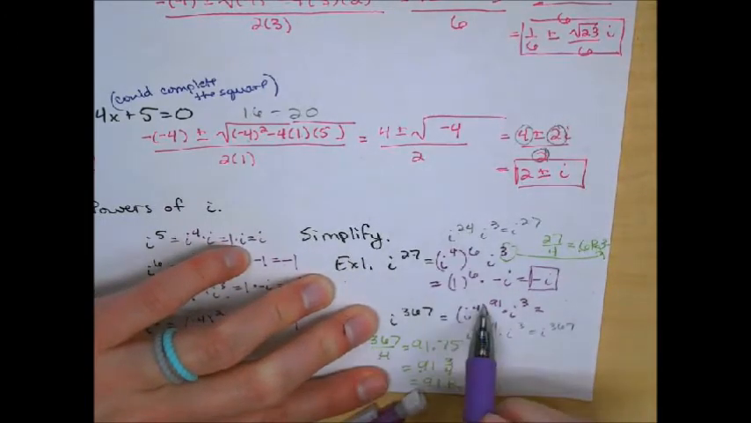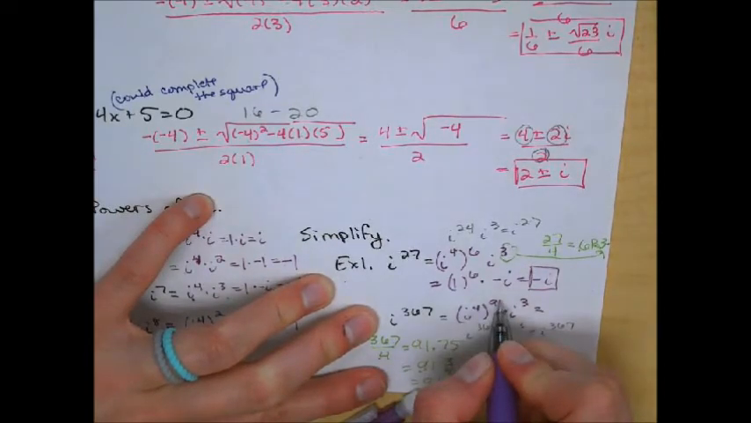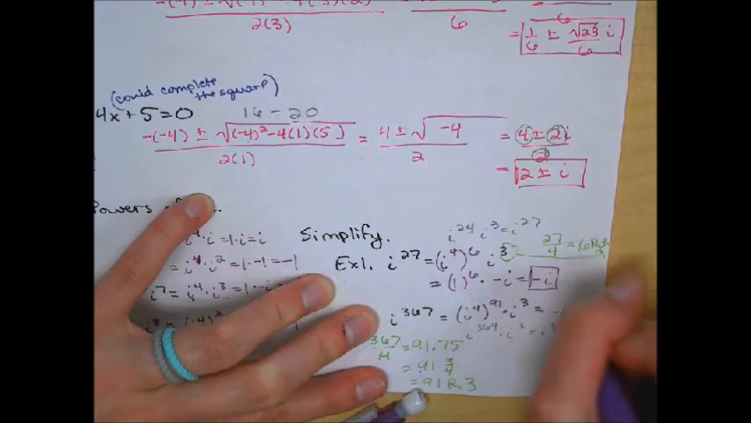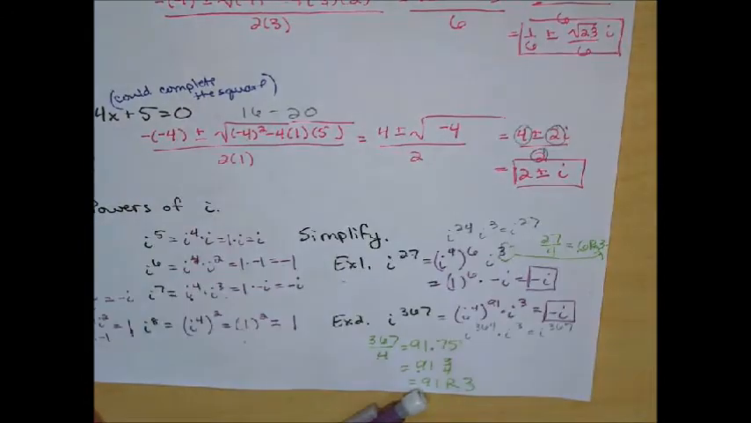I to the 4th is 1. To the 91 is 1. What's I to the 3rd? -I. So the green and the purple are kind of two ways you can think about it differently. And that's how we work with higher powers of I.